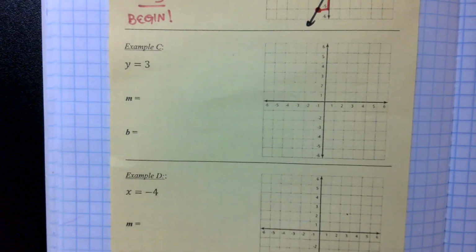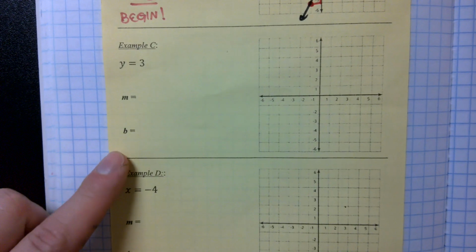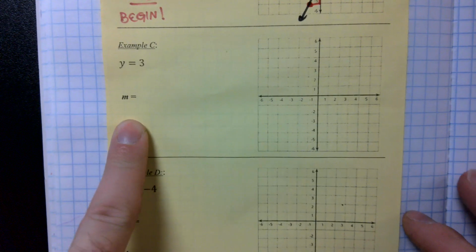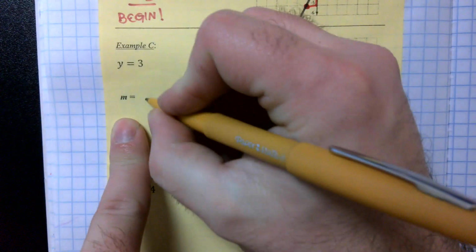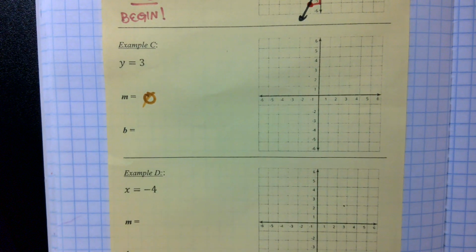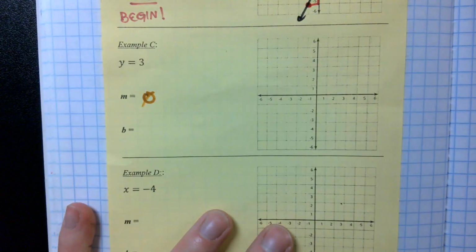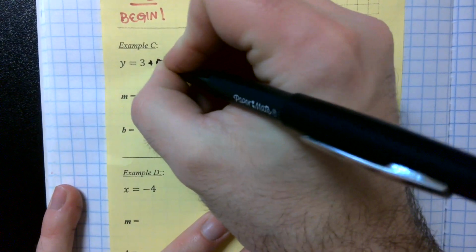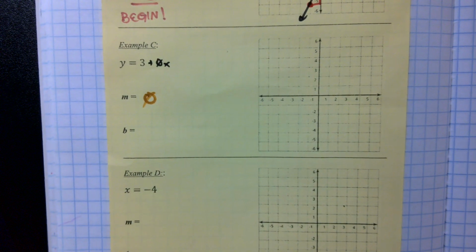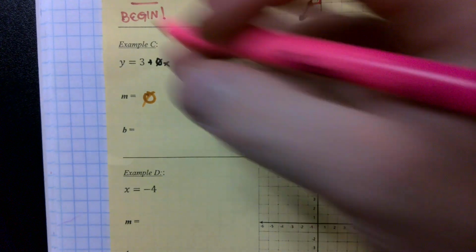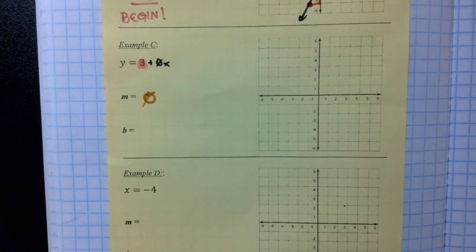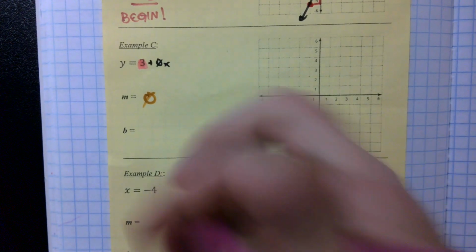Example C. What's my M here in example C? 0. My M here is 0. I don't see an X, which means I must be adding 0x in my equation. So then what's my B? 3. Now this is where a lot of people get stuck.